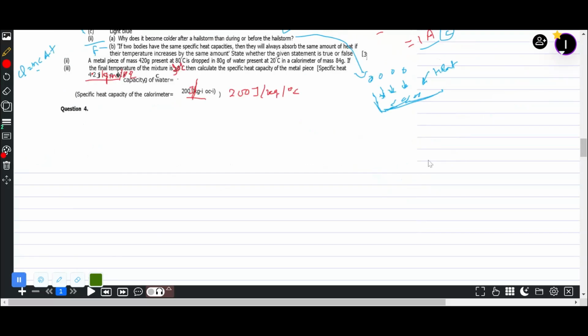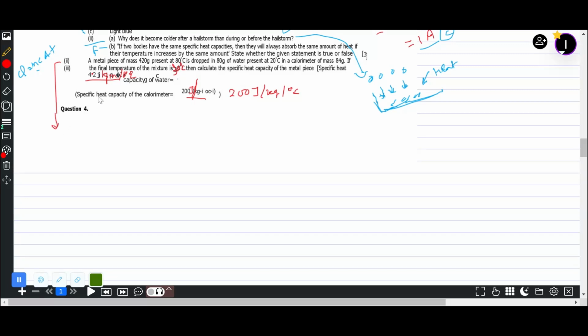Hi, so if you see, I put correct values in for question number 3, part 3. It says a metal piece of 420 gram present at 80 degrees centigrade is dropped in 80 gram of water present at 20 degrees centigrade in a calorimeter of mass 84 gram. If the final temperature of the mixture is 30 degrees centigrade, then calculate the specific heat capacity of the metal piece. So what we'll do is, we'll do this question here.